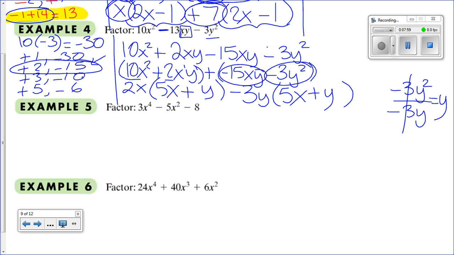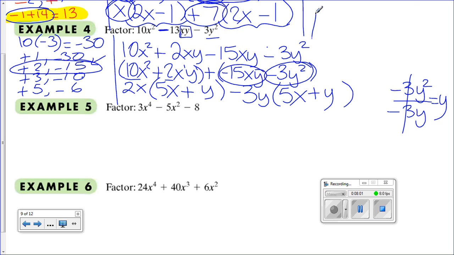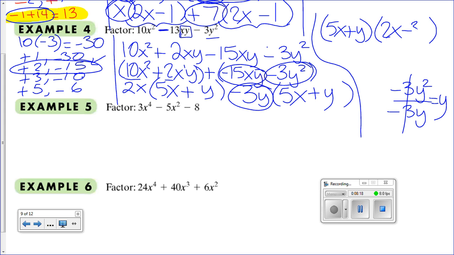And are we done? Almost, almost. So the first factor becomes the binomial in common. And my second factor is going to be what? So 2x minus 3y. All right. So next thing.